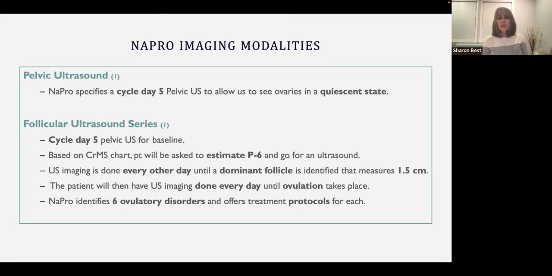So we are going to start on cycle day 5 to get a baseline ultrasound. And then we're going to ask that woman to estimate her P-6, so 6 days prior to her peak day, because she's been charting, so she can anticipate a peak day often. And we're going to have her go for an ultrasound. And then we're going to have the ultrasonographer measure the follicles as you see them developing. And when they acknowledge a dominant follicle, they identify one has reached 1.5 centimeters. Then we're going to have that patient go back every single day, and we're going to be repeating the ultrasound.